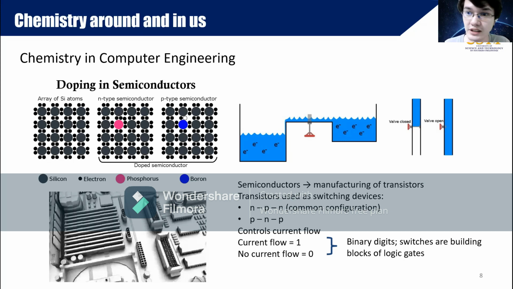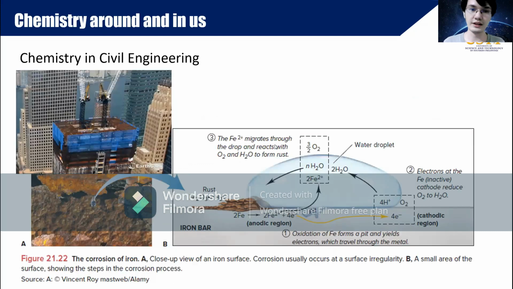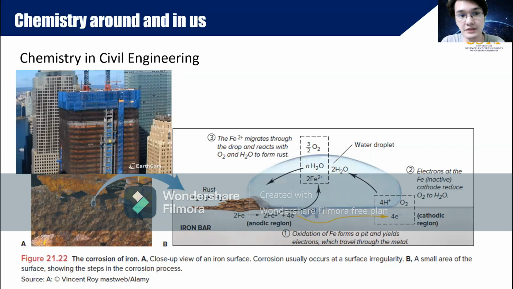To turn on the switch, we apply a voltage in such a way that it overcomes the resistance so the electrons can flow. With that, it is turned on. So the current flow and no current flow make up the binary digits we usually see in programming computers. So in civil engineering, we can also see chemistry.